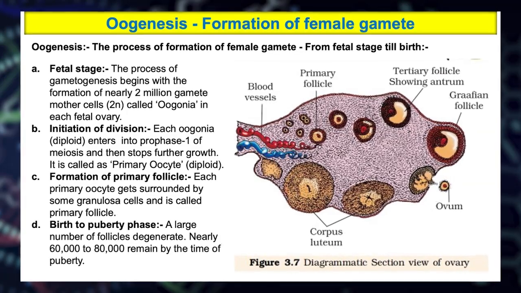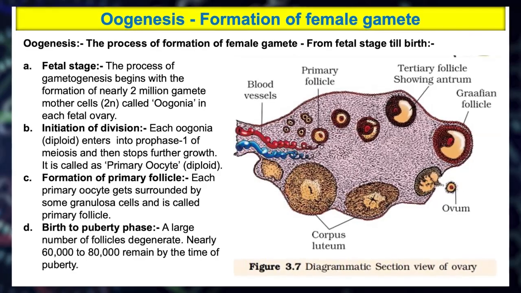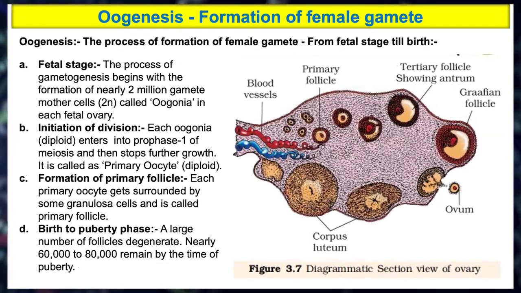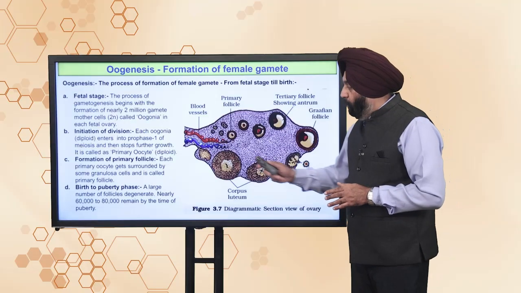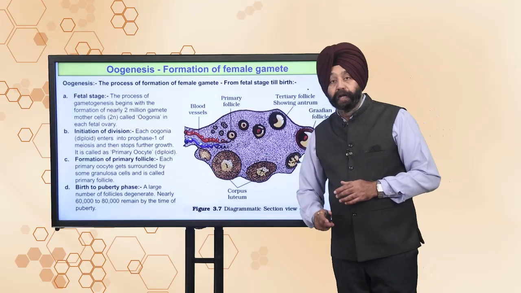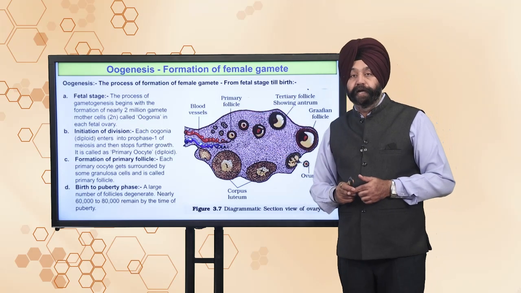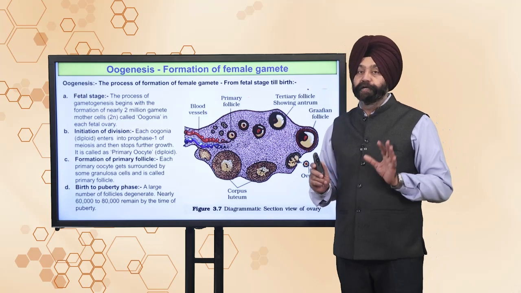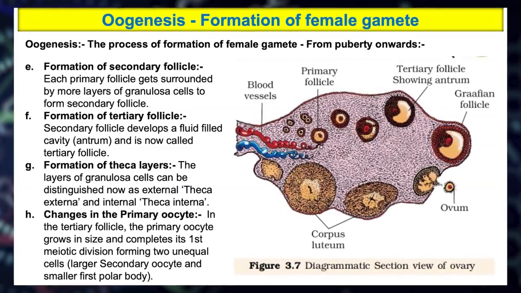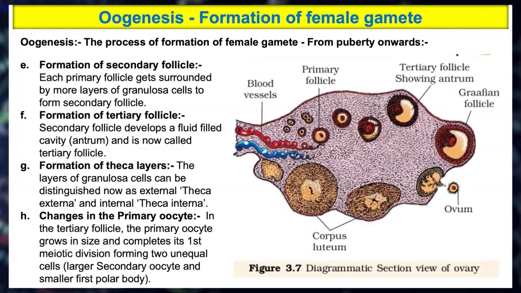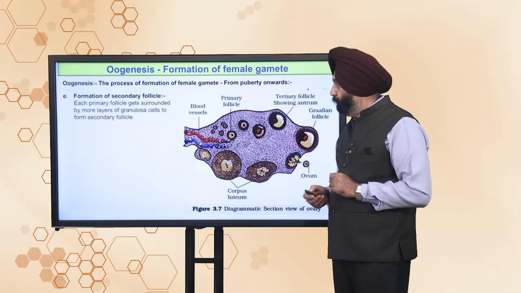Formation of primary follicle. Each primary oocyte gets surrounded by a group of granulosa cells and it is called a primary follicle. From birth to puberty, a large number of primary follicles degenerate. Nearly 60 to 80,000 remain at the time of puberty. The next phase of oogenesis is from puberty onwards. Let us see what happens in this case.